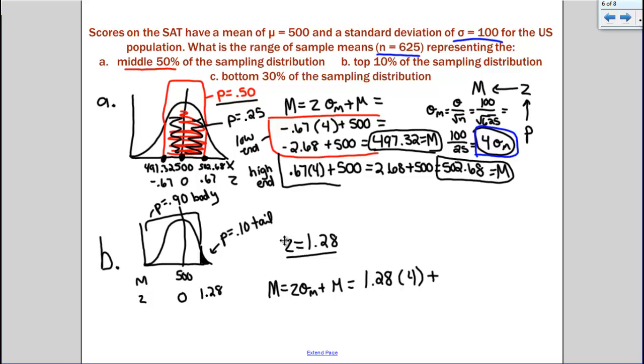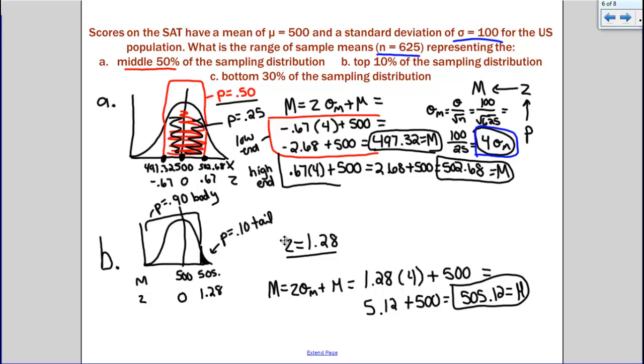plus the population mean of 500. So 1.28 times 4 gives you 5.12. Add that to the population mean of 500, and you get 505.12. That is the sample mean that starts the top 10% of all sample means.